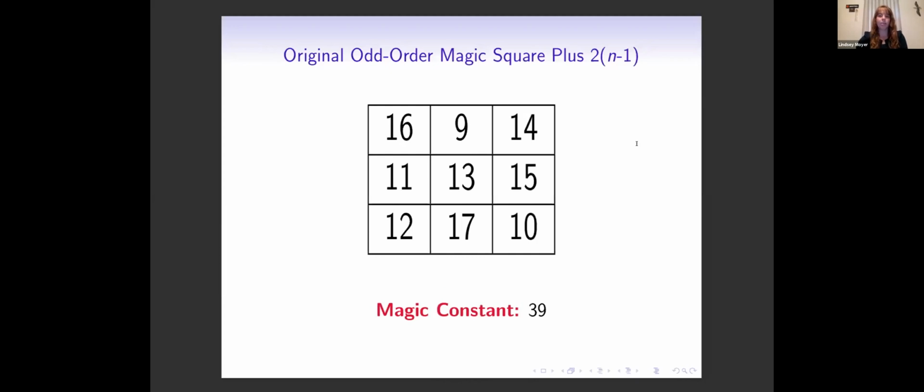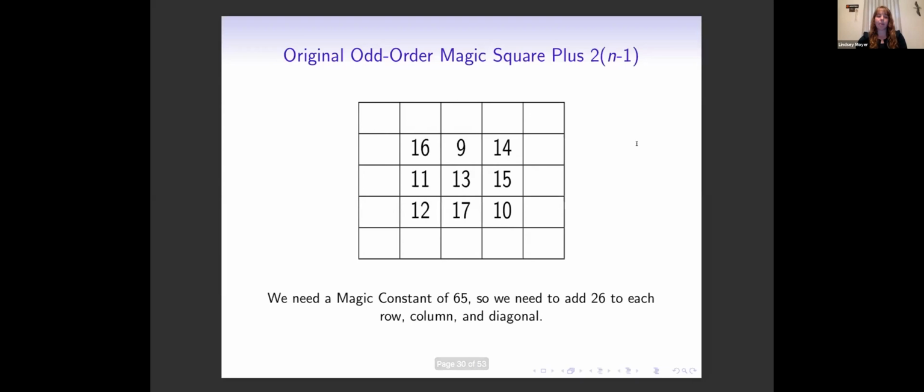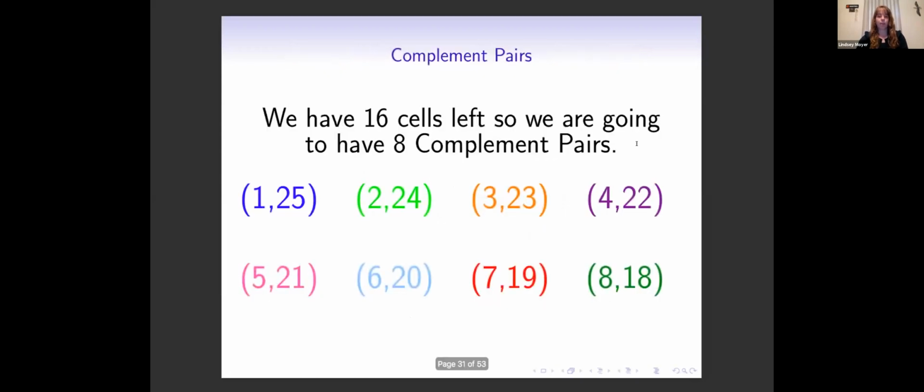We take this 3 by 3 and put it in our main 5 by 5. And you see for a 5 by 5, we're going to need a magic constant of 65. This means we have to add 26 to each row, column, and diagonal. To do this, we're going to use complement pairs. They are two numbers that are added together to always equal a desired value. In our case, it's going to be 26.